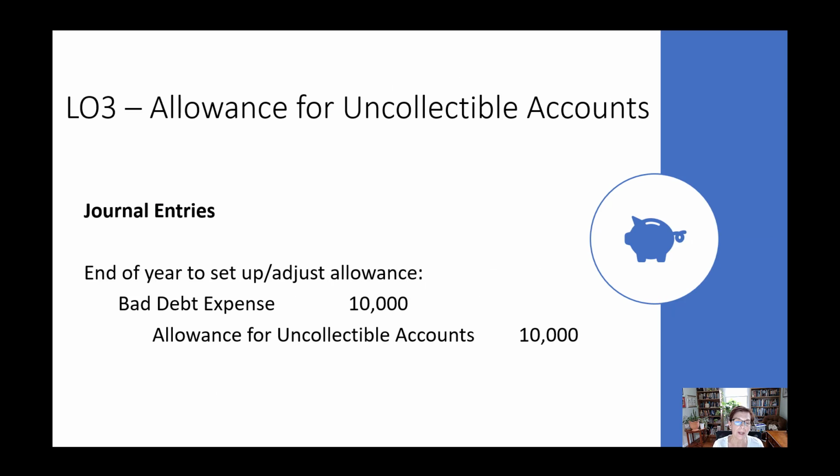All right, so let's see what happens. At the end of a period or the end of the year, the allowance is set up for the amount that the company believes will not be collected. So they debit another new account here called bad debt expense. Bad debt expense represents the amount of money that the company believes will not be collected.